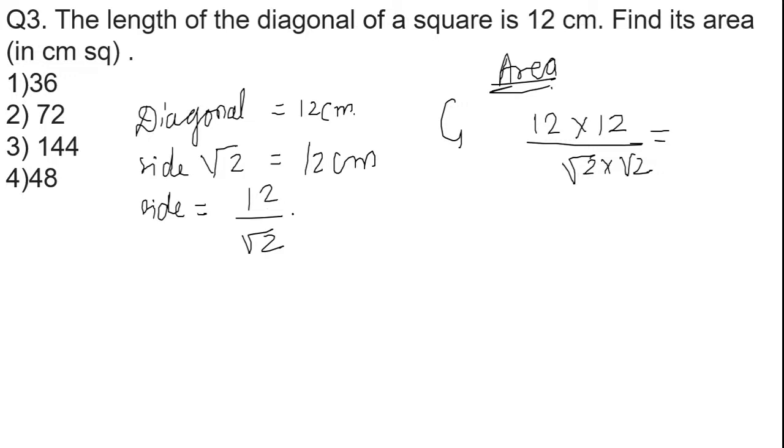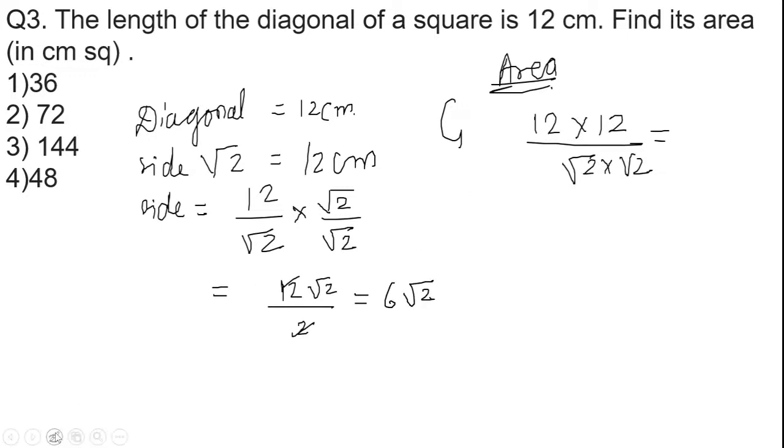Or simply one thing that you can do here is multiply under root of 2 on both the sides, that is denominator as well as numerator. What we are going to get here is 12 under root of 2 divided by 2. This will give me 6 under root of 2. Okay, so side we got 6 under root of 2. Whatever the value that has come, I have multiplied it by under root of 2 on denominator as well as in the numerator. Once I multiply it, I will get the value 6 under root of 2.